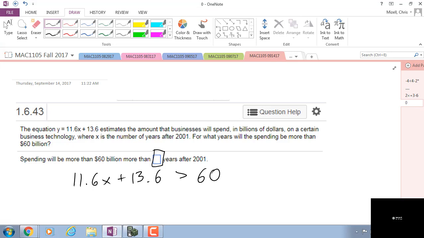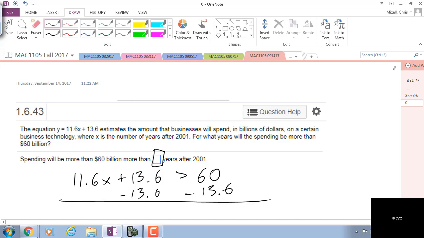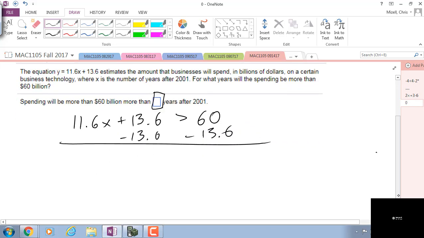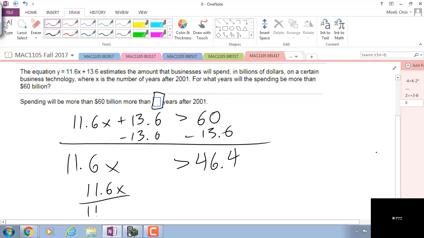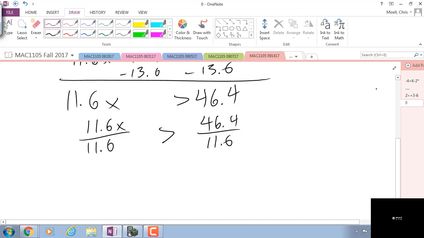Subtract 13.6 from both sides. And 11.6x is going to be greater than 46.4. It would be great if that happened to be divisible by 11.6. I like nice numbers. Still greater than. 11.6 is positive, so we keep the inequality symbol pointing the direction it was pointing. X then greater than 4? Yes. Is it exactly 4 there?